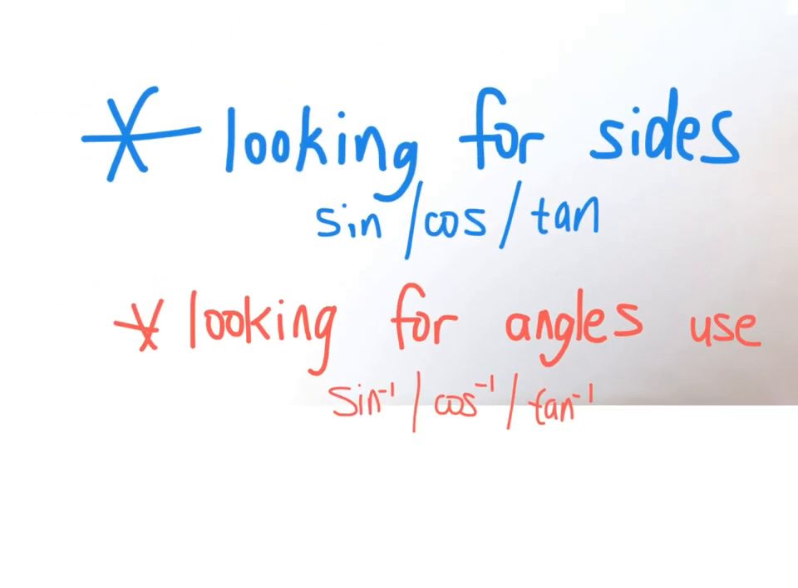That's really important. That should make sense to you guys. When you plug in your calculator and you get that the angle measure is 0.0223, and you write that down, that doesn't even make sense. But you have to remember, if you're looking for sides, you just use sine, cosine, tangent. If you're looking for angles, you have to hit second sine, second cosine, second tangent.